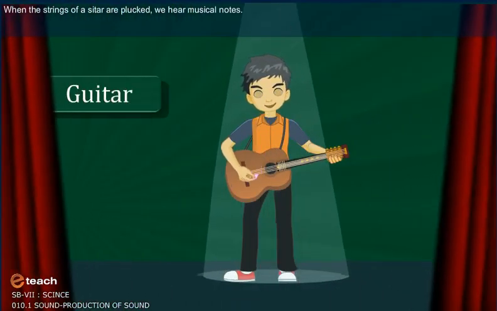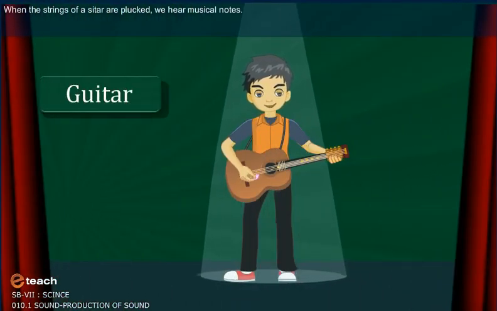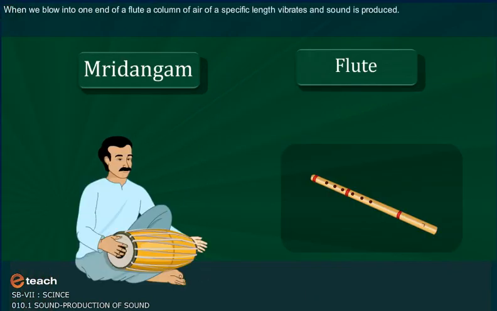When the strings of a sitar are plucked, we hear the musical notes. When we blow into one end of a flute, a column of air of a specific length vibrates and sound is produced.